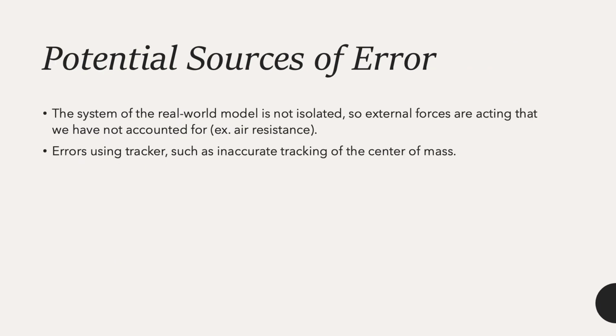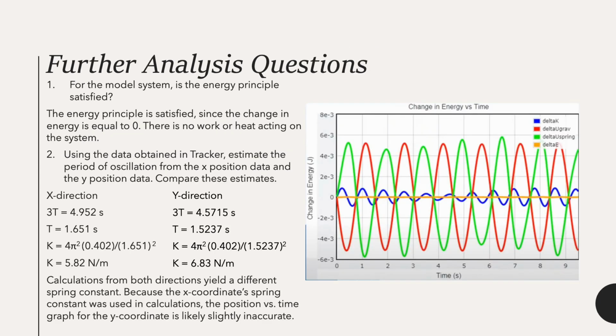Potential sources of error arise from the fact that the system of the real-world model is not truly isolated, and there could have been errors using Tracker such as inaccurate tracking of the center of mass. While there are non-zero energies acting on the system, the overall change in energy is zero, meaning that the energy principle is satisfied.